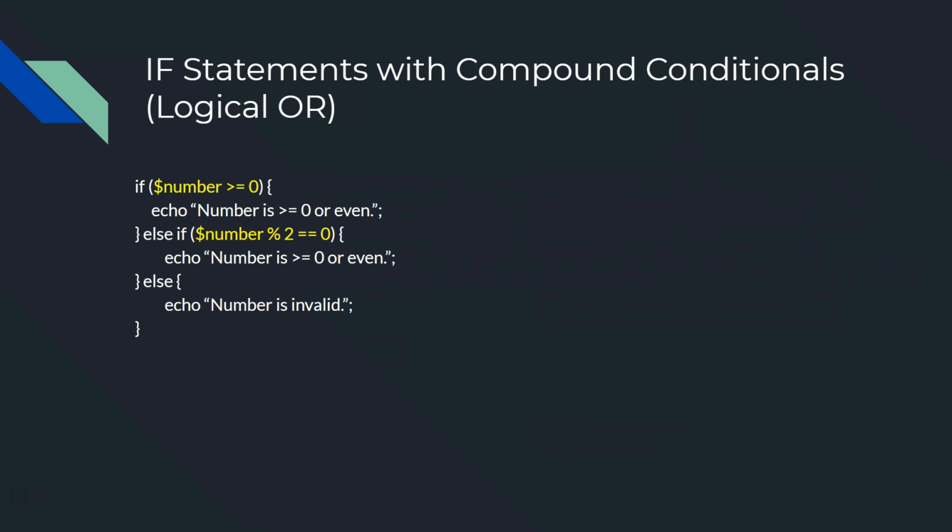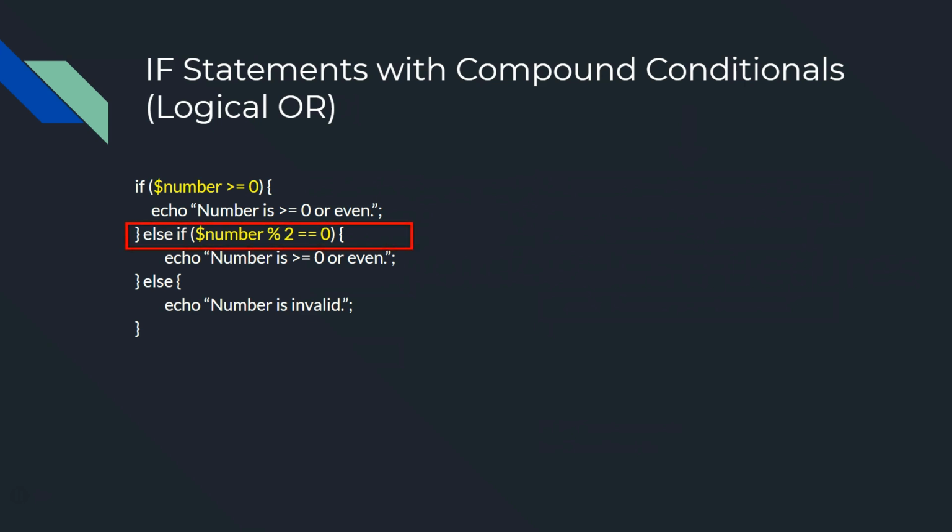Here again is another one. It's actually much harder to write logical OR using these if statements, as you can see, a little bit different. I'm checking if number is greater than or equal to 0. If that's the case, then I'm going to say number is equal to 0 or even. I can't say and here because it's one or the other. If that's not the case, let's say if the number is negative, then it jumps to the second part, which is the else if.